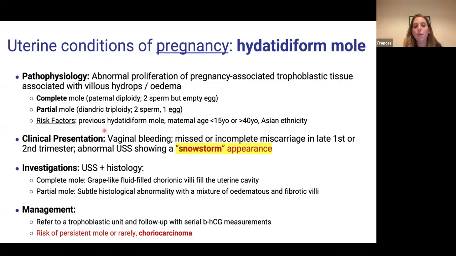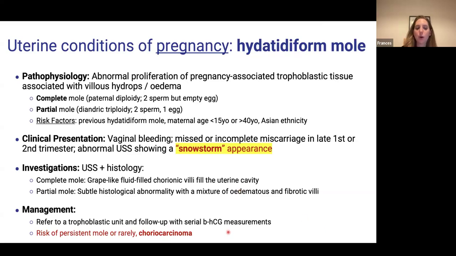You will know about this because you're going to see a snowstorm appearance from those villus hydrops on ultrasound. And the question stem will often say that their uterus is large for dates. So instead of expecting a 12-week pregnancy, they're going to look like they're much more pregnant than they are, for instance. And they have these grape-like fluid-filled chorionic villi that are normally going to be forming the placenta, and they fill the entire uterine cavity.